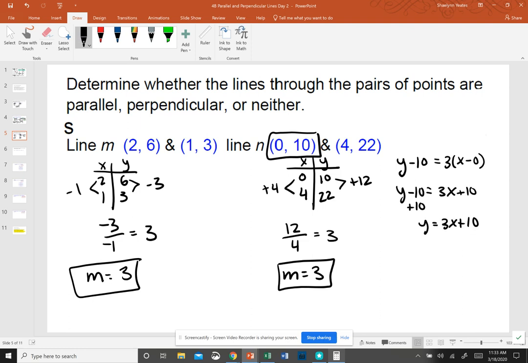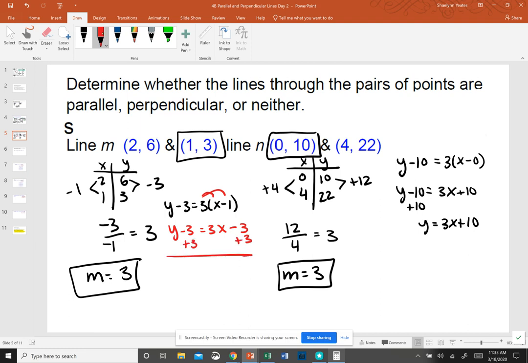Now we're going to do the same thing over here. I'm going to pick the numbers 1, 3 because 1's pretty small and I like 3. So I feel good about that. Okay, so I've got y minus 3 equals 3 times x minus 1. Let's distribute the 3. I have y minus 3 equals 3x minus 3. If I add 3 to both sides, y equals 3x. These equations are not the same, so these are parallel.